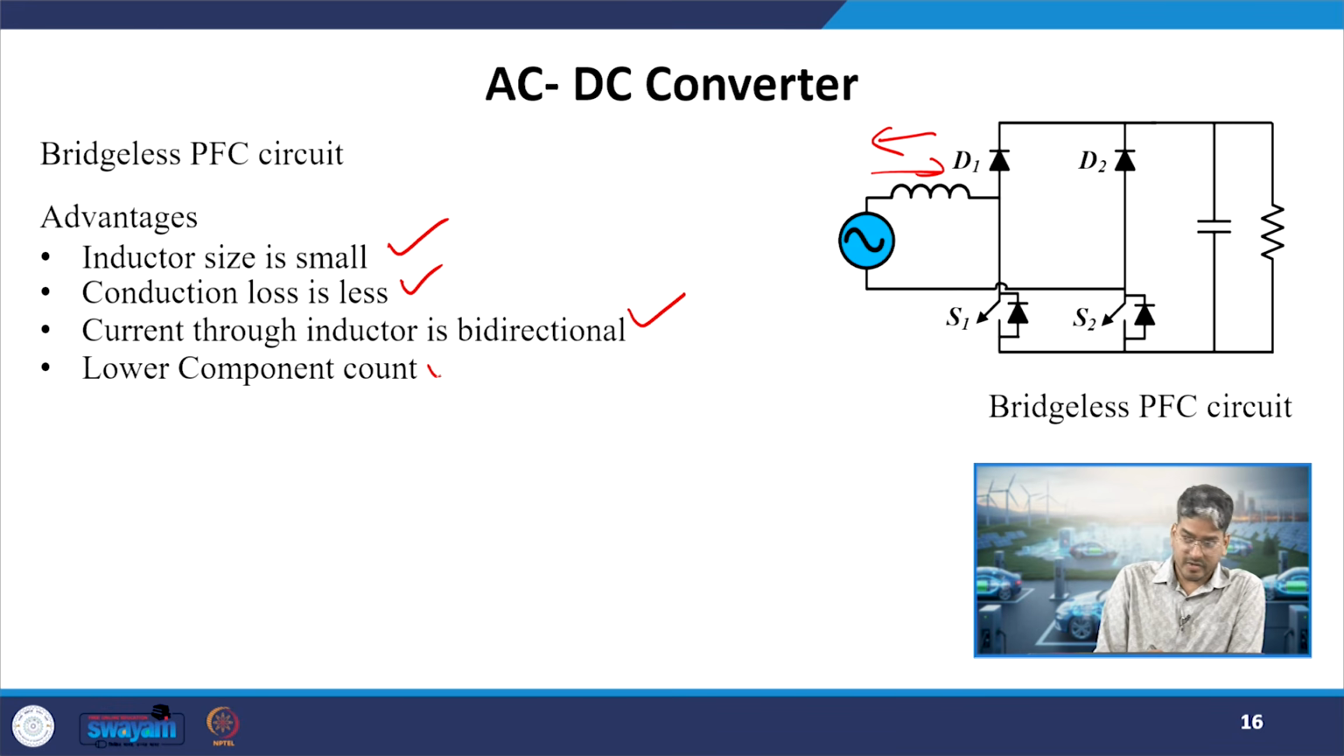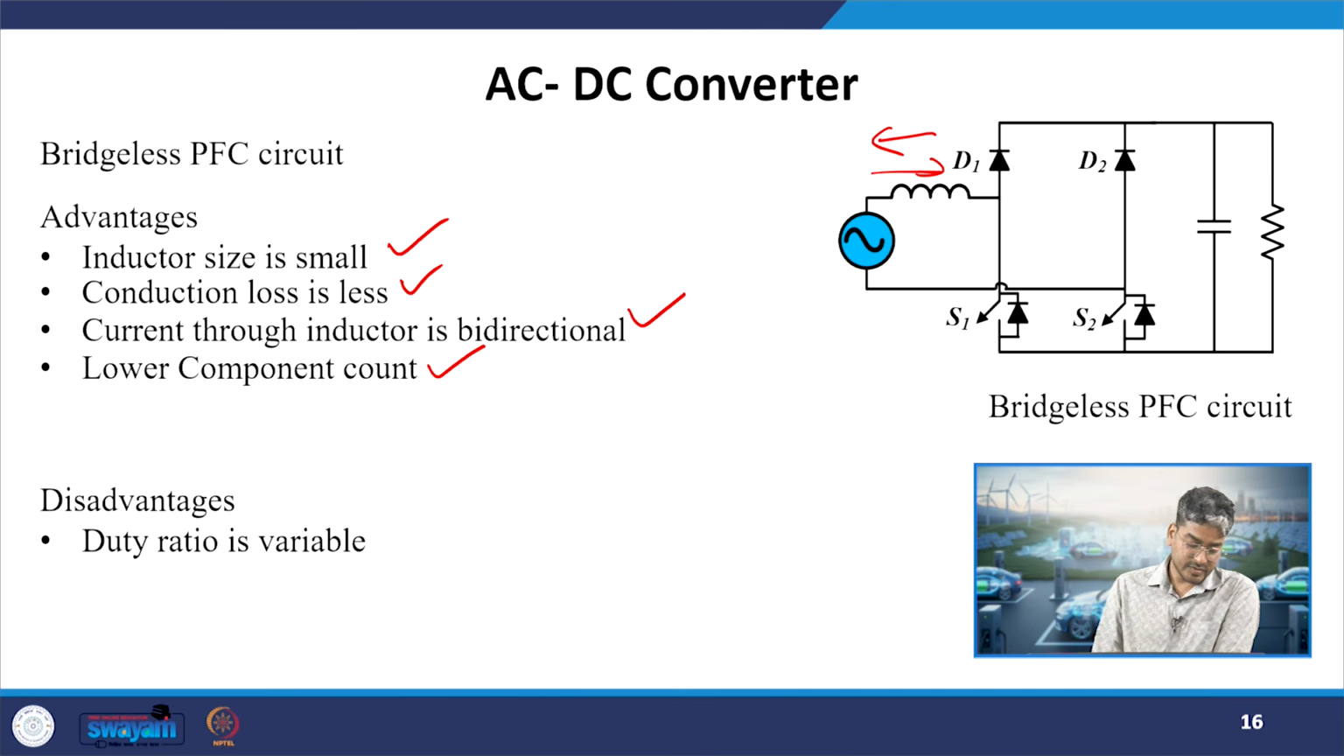Now, lower component count. Over here, if I see the Boost PFC, we had a diode bridge rectifier followed by the boost converter stage. So, the component count was higher. In this case the component count is less. So, the circuit will be cheaper to design.